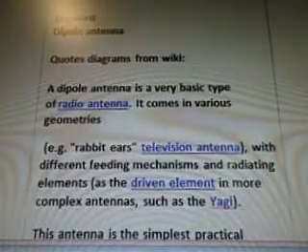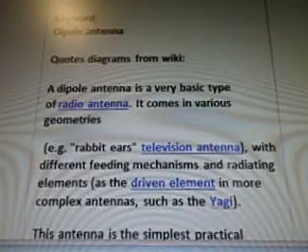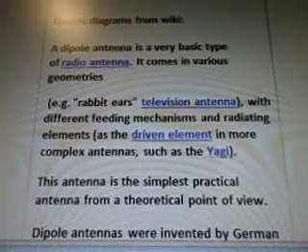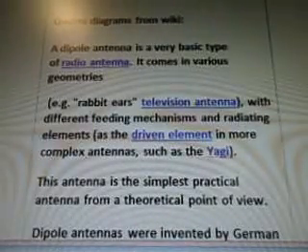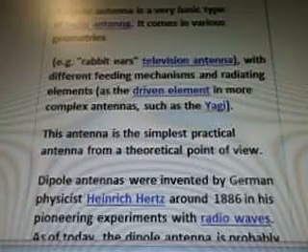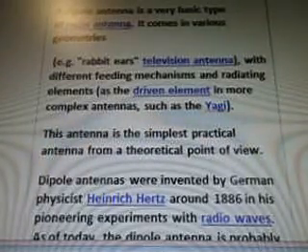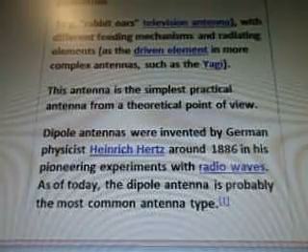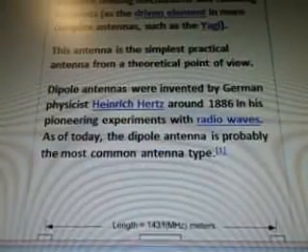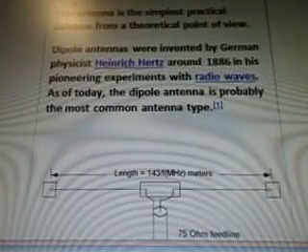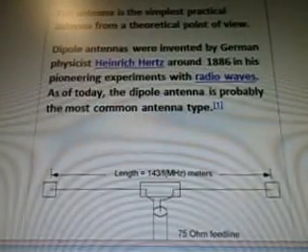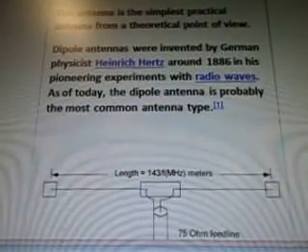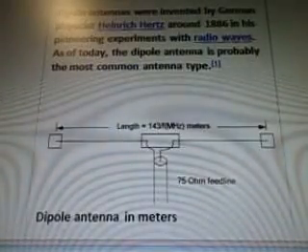Quotes in the diagrams are from Wiki. A dipole antenna is a very basic type of radio antenna. It comes in various geometries. Example, rabbit ears for television antenna with different feeding mechanisms and radiant elements as a driven element in more complex antennas such as the Yagi. This antenna is the simplest practical antenna from a theoretical point of view. Dipole antennas were invented by German physicist Heinrich Hertz around 1886 in his pioneering experiments with radio waves. As of today, the dipole antenna is probably the most common antenna type.